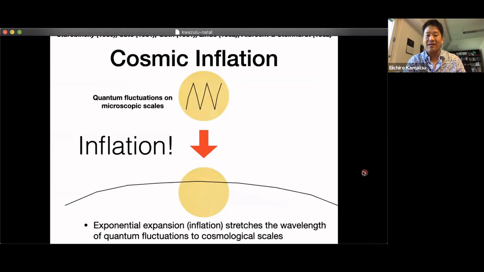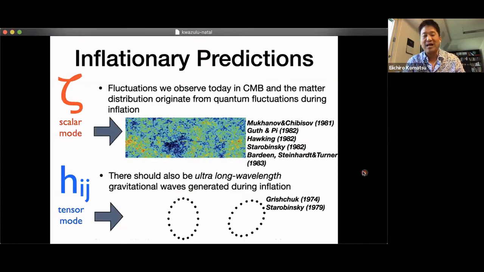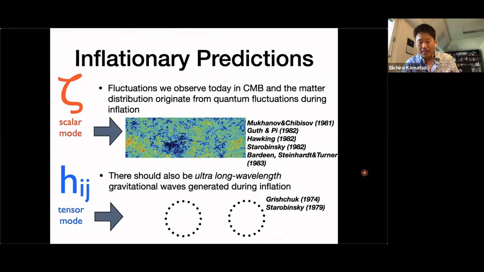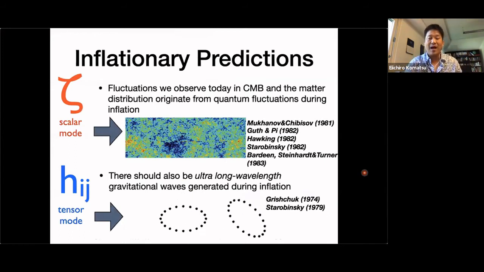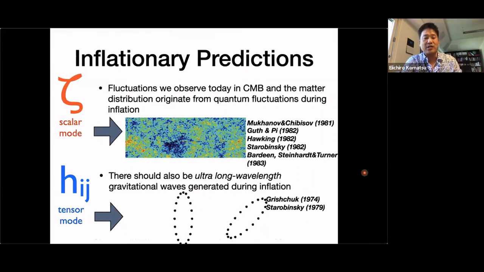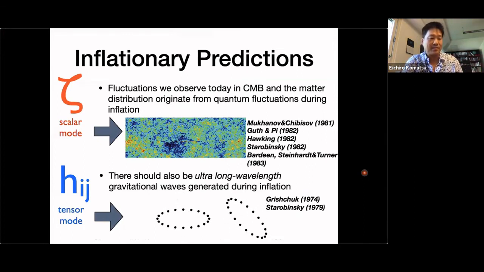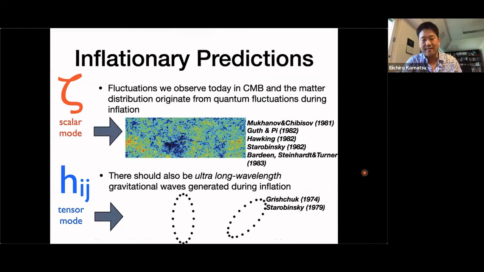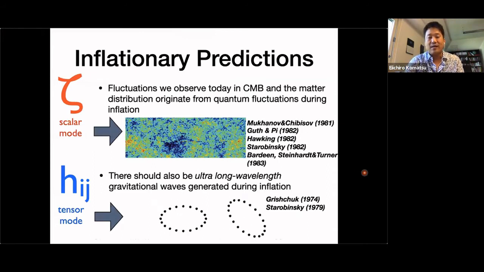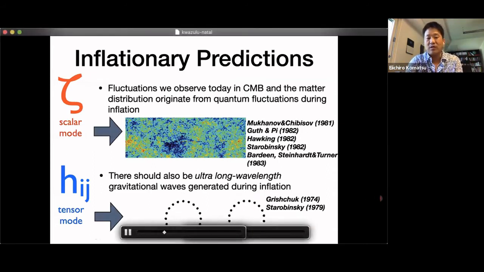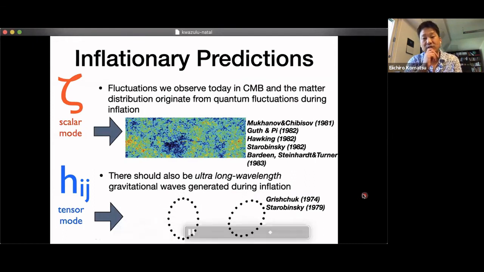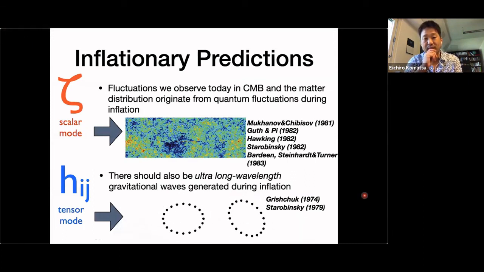Now, is that really true, right? So that's what we want to test. To test that, we had very good evidence for it already using cosmic microwave background data, but extraordinary claims require extraordinary evidence. So we wanted to see gravitational waves also generated by quantum fluctuations during the early universe.